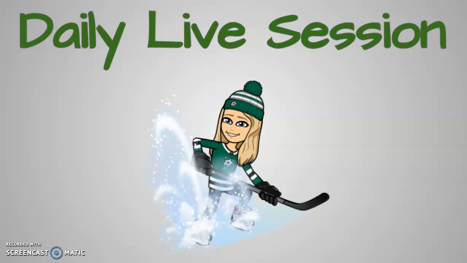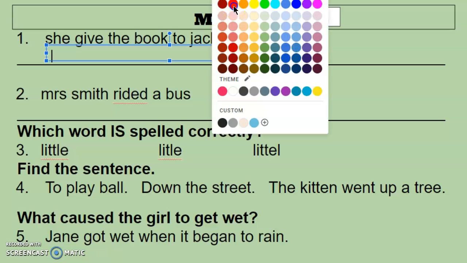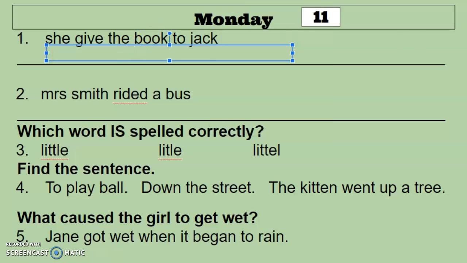Go ahead and, if you don't have one already, get a piece of paper and a pencil and follow along with me on the DOL, please. Remember, whatever I type in red, you need to write in your paper. And whenever you need some time, just pause the video so that you can have some extra time.